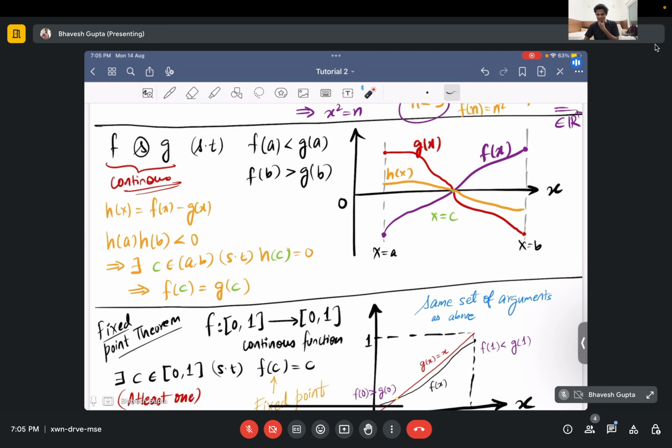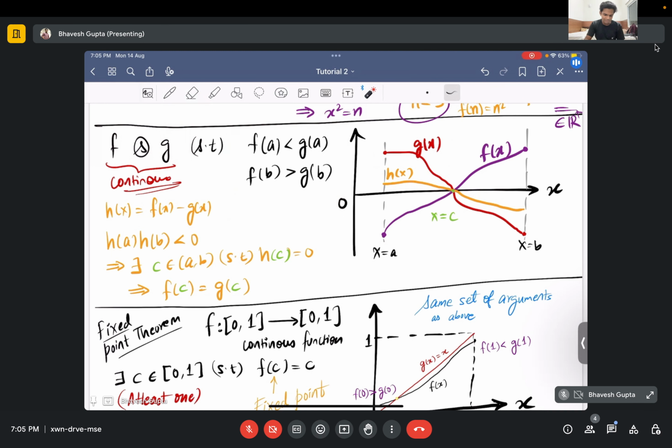So what do we see? We see that there exists a function h of x, which also passes through that particular intersection point at which f of x and g of x have crossed, right? Because if I assume that f of x and g of x are continuous functions, and they had this situation, then definitely they might have met somewhere, right, in between.